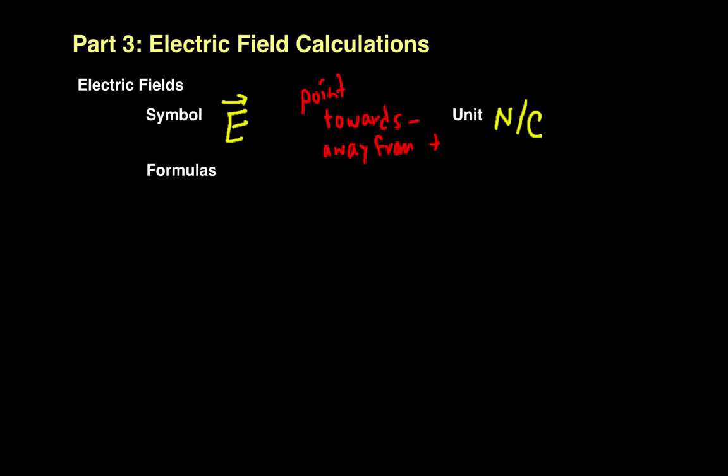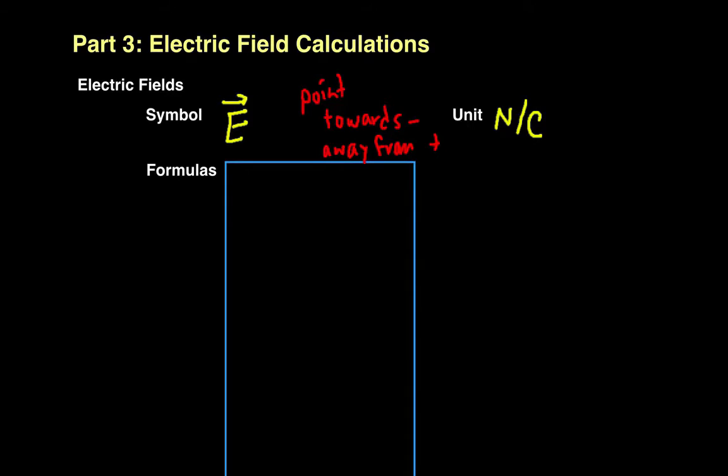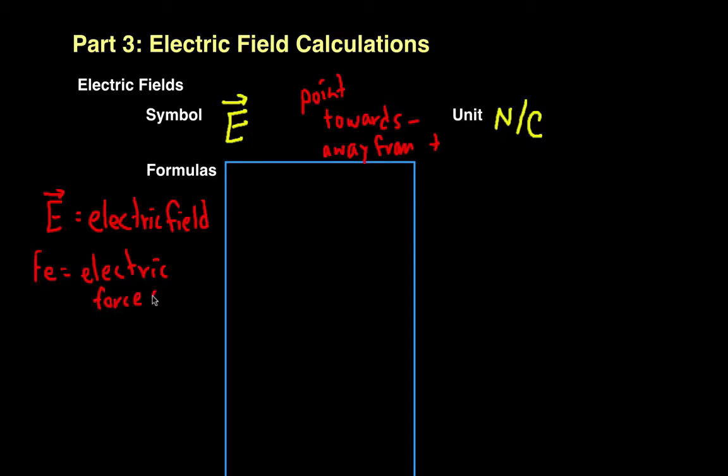There are two formulas we can use for doing electric field calculations. For the purpose of these formulas, I'm going to write down what some of the symbols are going to mean. E, as shown above, is the electric field in question. Fe is the electric force on a charge in that field.